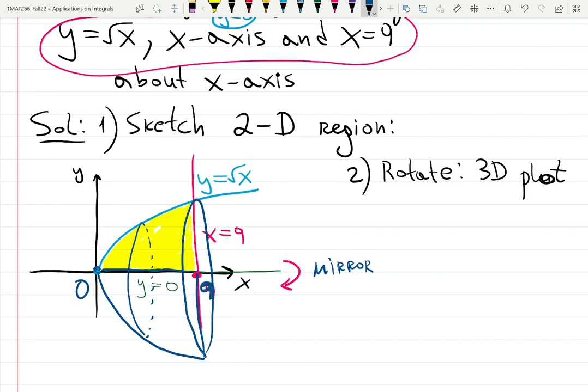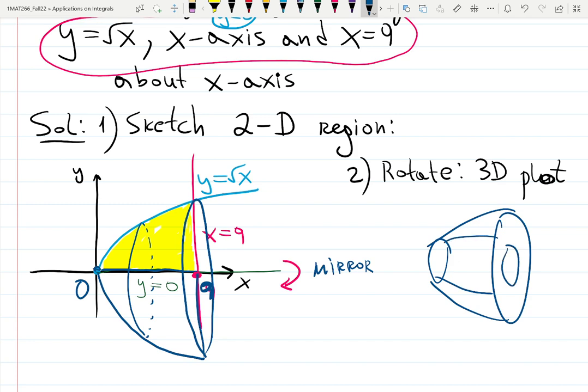What are the functions in 2D? Square root of x, y equals 0, x equals 9. What are the functions in 3D? Well, now it's a 3D object. Is it hollow? Is it solid? Is it filled in, or does it have a hole inside? Next week we're going to learn what to do if it has a hole. What is going to happen if it has a hole like so? How will the volume change? It will decrease because now there's like a tube inside. We will have to figure out how to handle that situation.